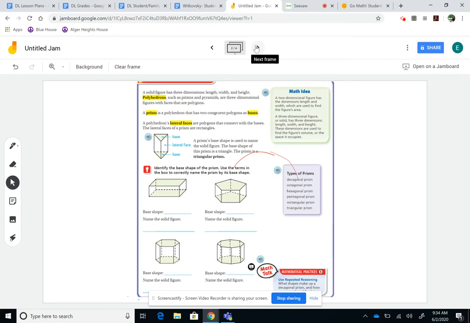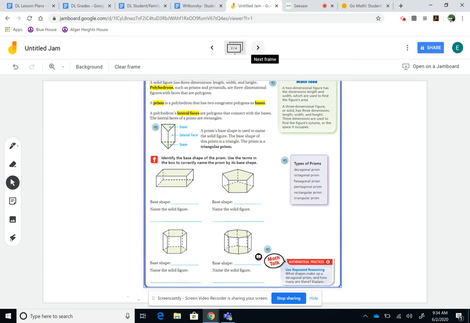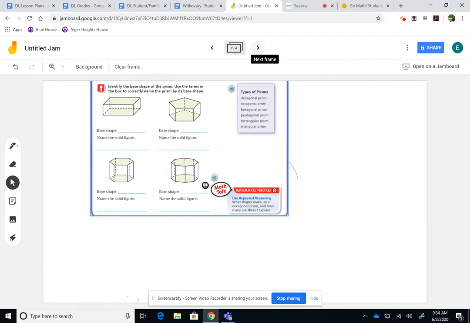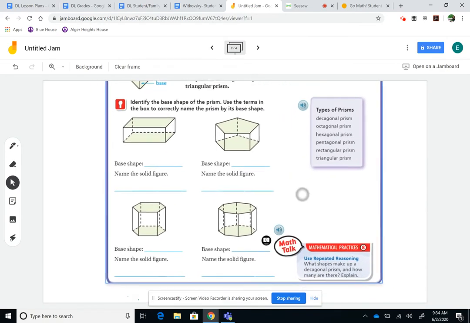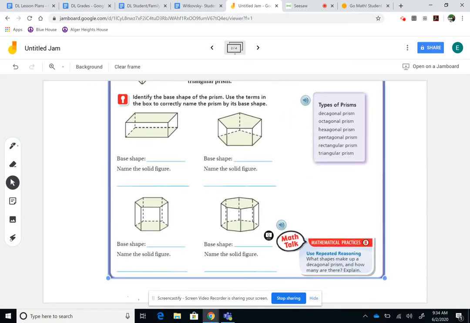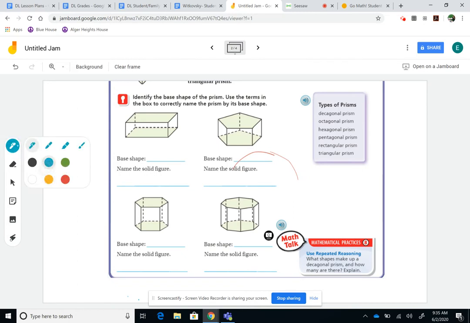Identify these base shapes. I might be able to make this bigger now that I've read that top part. This might be a little bit better. We'll try it. All right, it says identify the base shapes of the prism. Use the terms in the box to correctly name the prism by its base shape. So we're going to be using that there. And it looks like I forgot that.